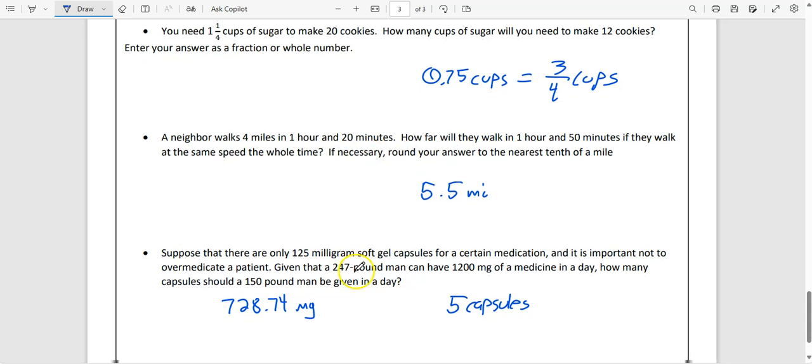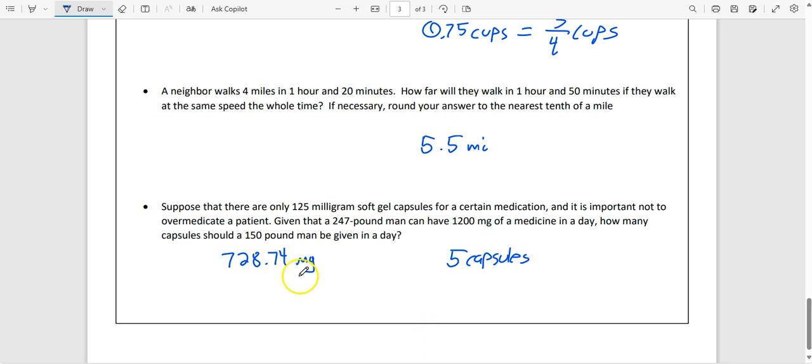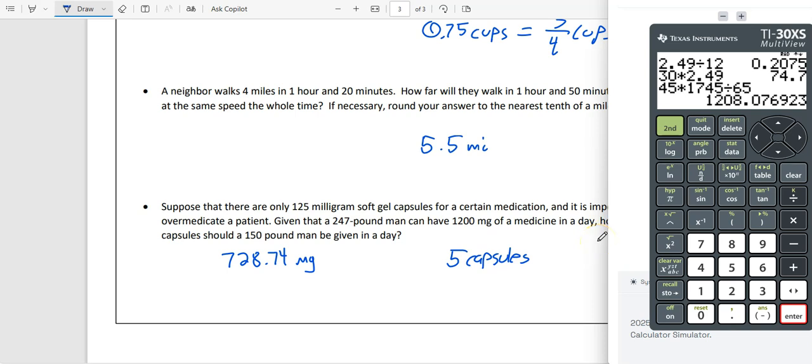What's interesting about this problem is when you convert to get to 728.74, and we divide that by the 125 in each capsule, we do not get a whole number. So the mathematics would tell us to round up to 6 capsules, but it's important not to over-medicate a patient. So since capsules can't be split apart, we would just go with 5 capsules.